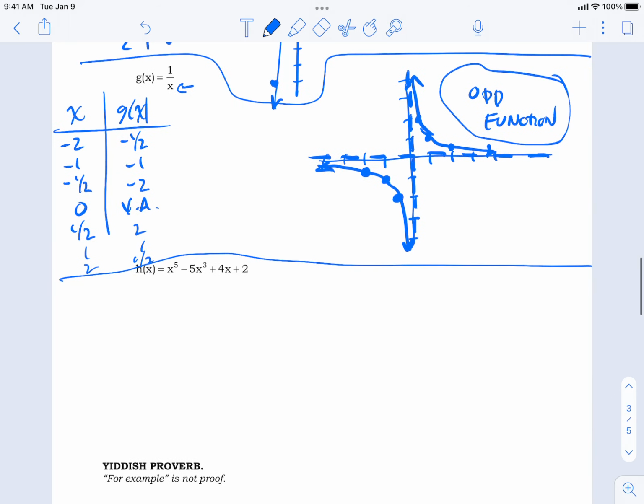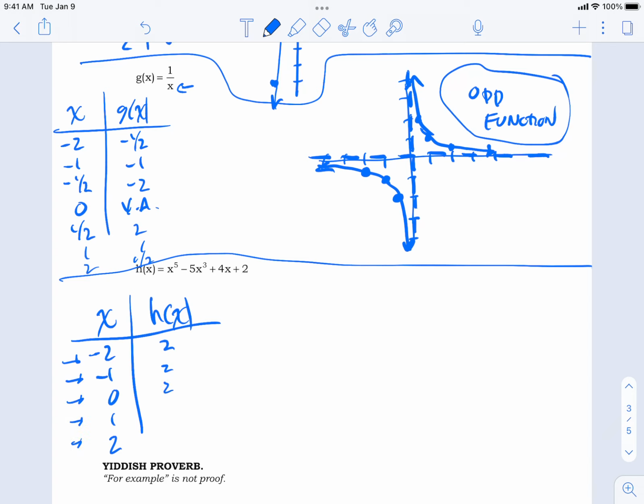Now this one looks ugly, but we're going to do it very fast because I'm not going to bother to plug in the points. I'll just tell you what you get. Actually, is this the same function we did before? No, I don't think so. For these values of x that you plug in, you always get a 2 out. Let me make sure I'm right about that. Yep. You always get a 2 out.